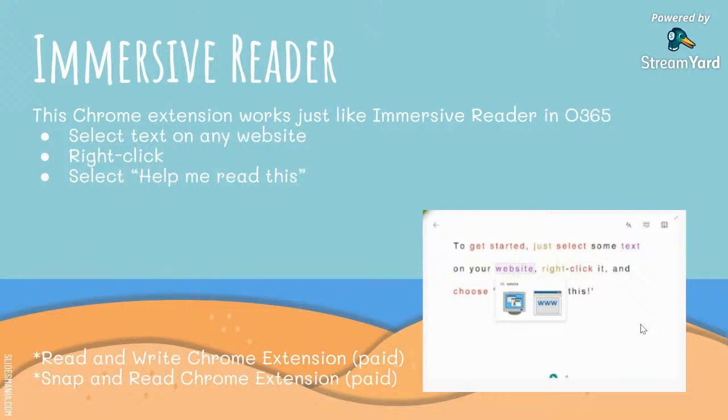So there are a couple of other options. They're both extensions. One is called Read and Write Chrome, and the other one is called Snap and Read. And they're both, unfortunately, paid extensions. I think that Read and Write Chrome does have some free functions, so you might want to download that and check that out. Do you know anything about those, Kylene?